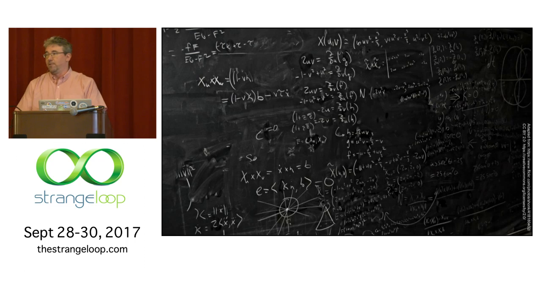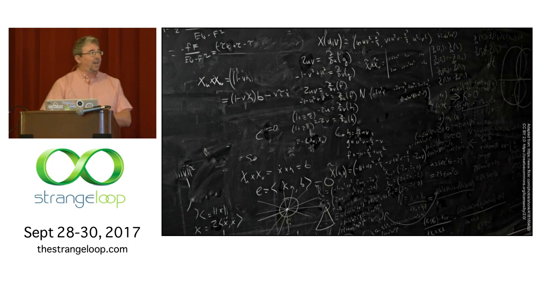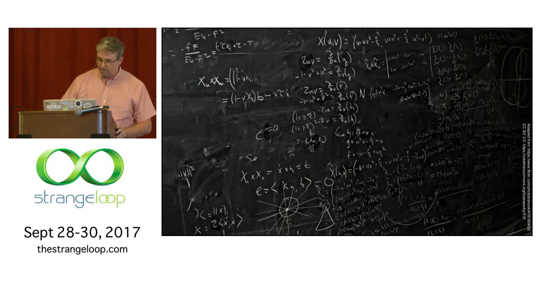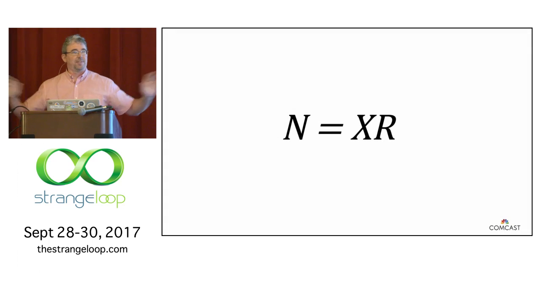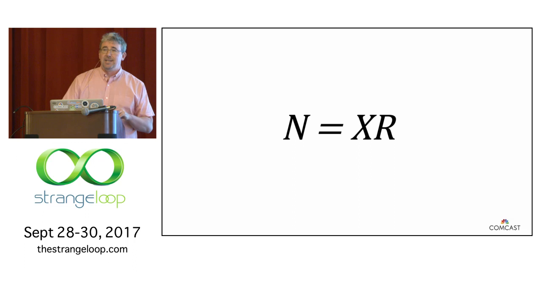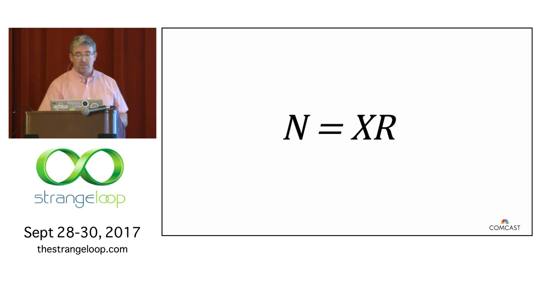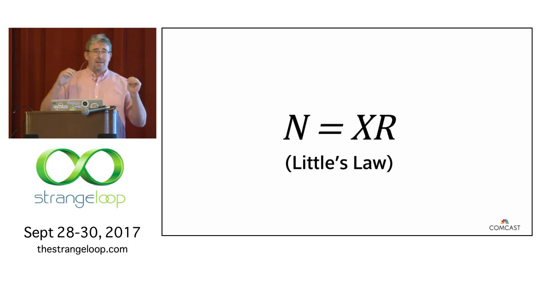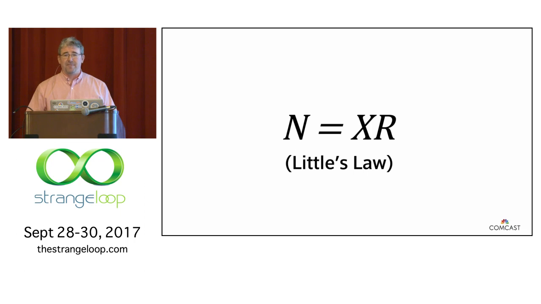And everybody ready for the queuing theory? Okay, it is not going to look like this, so don't worry. This is all of the queuing theory that we're going to do today, okay? Is this simple equation, N equals X times R. This is known as Little's law. People who work with me know that I'm a big fan of Little's law.